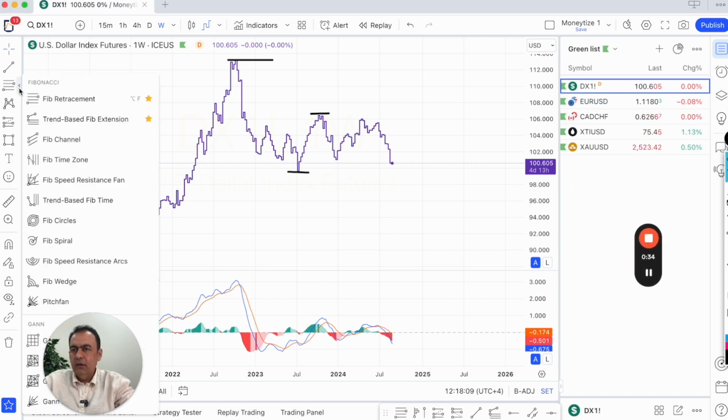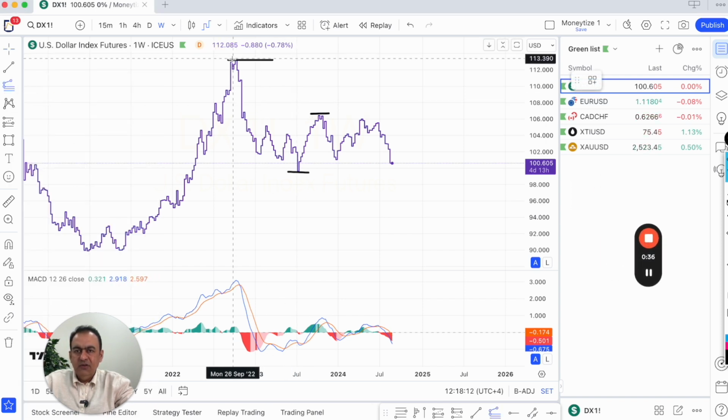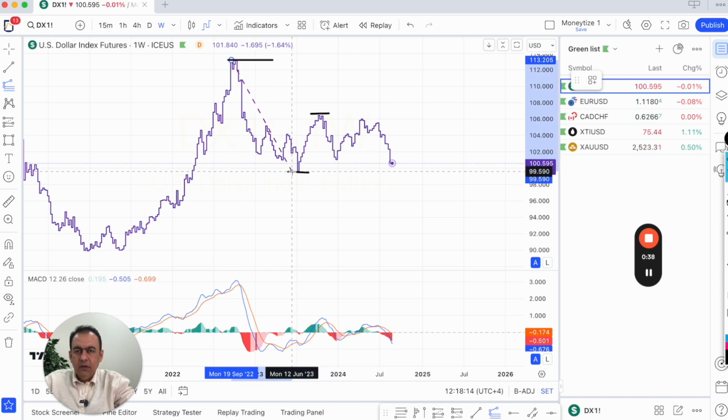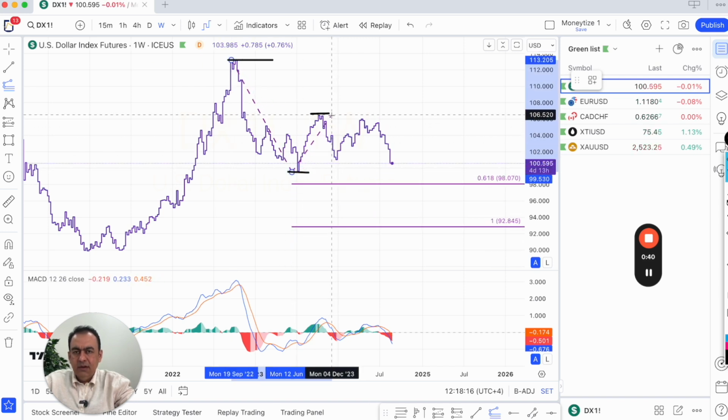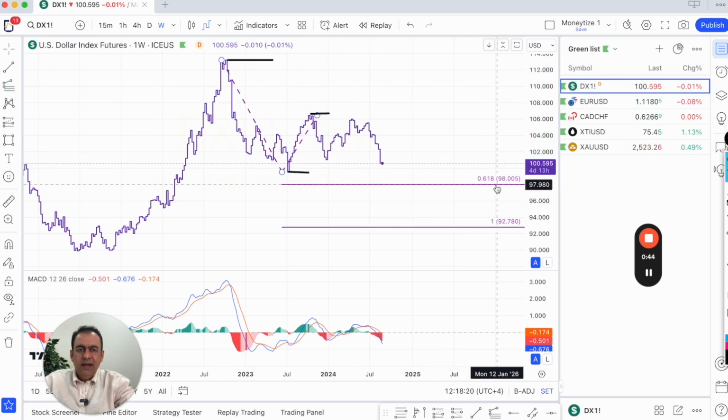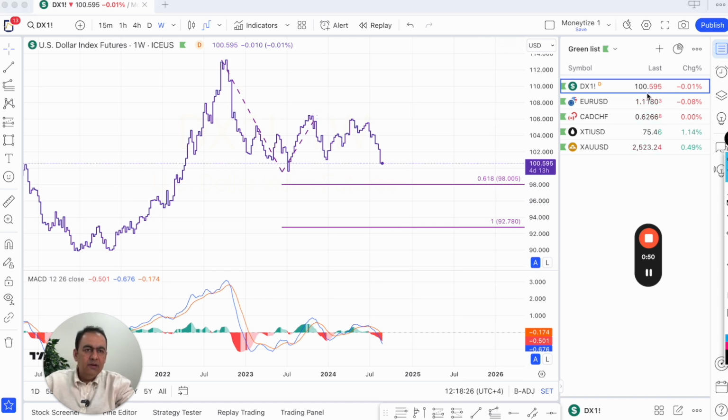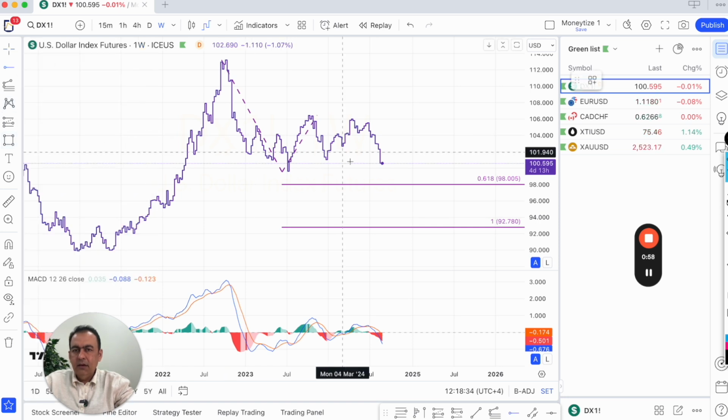So going on Fib extension starting from the highest, connecting to the lowest and the lower high formed. Now 98 is the level shown, the first extension level. And the current level of dollar index is 100.59. Now we are very close to the previous support here. So I'm going to add a horizontal line here.